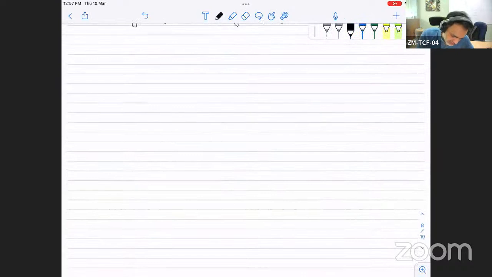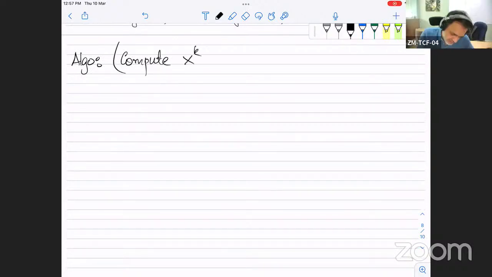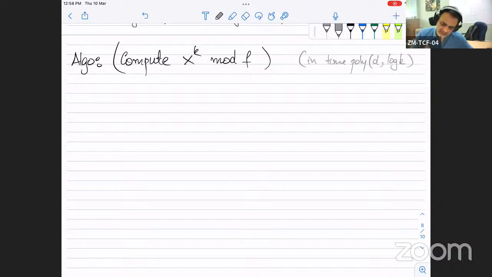So here is the algorithm, which is to compute x power k mod f. That's the task. I am given k and I'm given f. I want to compute x power k mod f in time polynomial in the degree of f and log k. That's the goal.